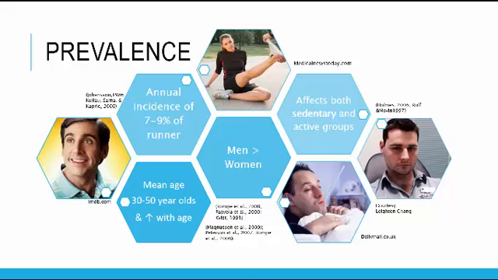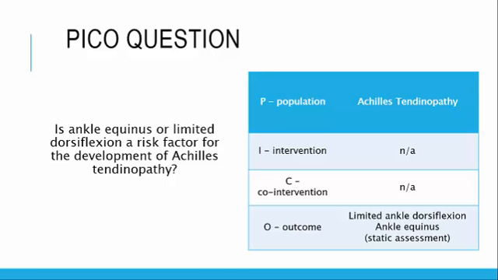however more research needs to be done in this particular area. To undertake our research, we first developed a PICO question to address the etiology of Achilles tendinopathy. We decided that the population or problem should be those with Achilles tendinopathy. An intervention and co-intervention were deemed unnecessary as we were only interested in the etiology at this point in time. And our outcome was those with Achilles tendinopathy also had to have either a limited dorsiflexion or an ankle equinus, which then led us to the overall question. Is ankle equinus or limited dorsiflexion a risk factor for the development of Achilles tendinopathy?